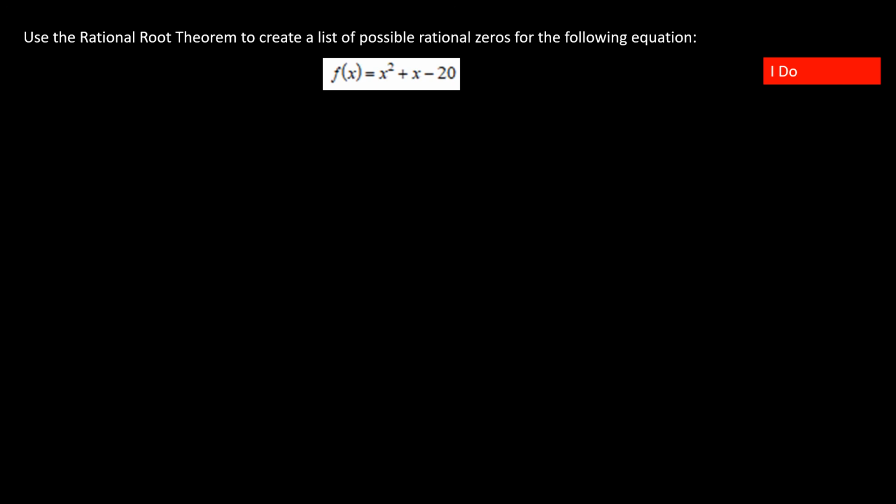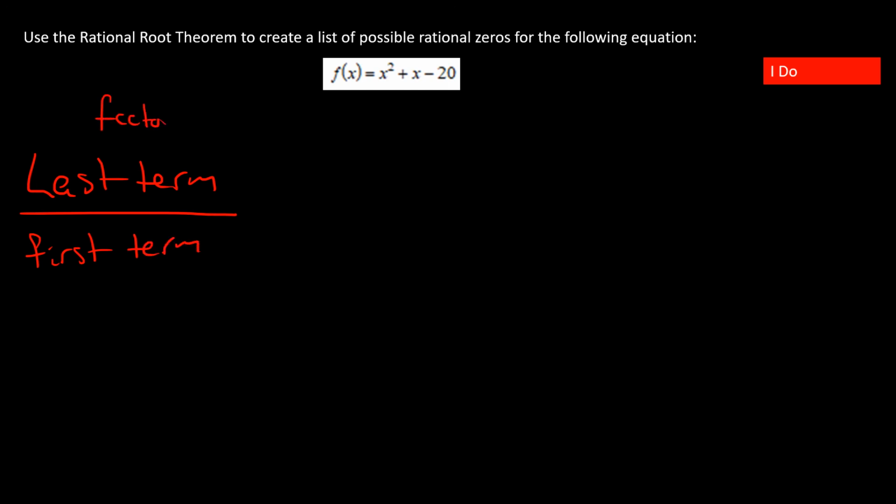And so just to give you a quick rundown, you're always going to be looking at the last term over the first term, and it's going to be the factors. So what I mean by that is we're looking for the factors of 20, because that's the last term. That 20 is going to go here, divided by the factors of, well, I don't see a number here. Well, because it's a 1.